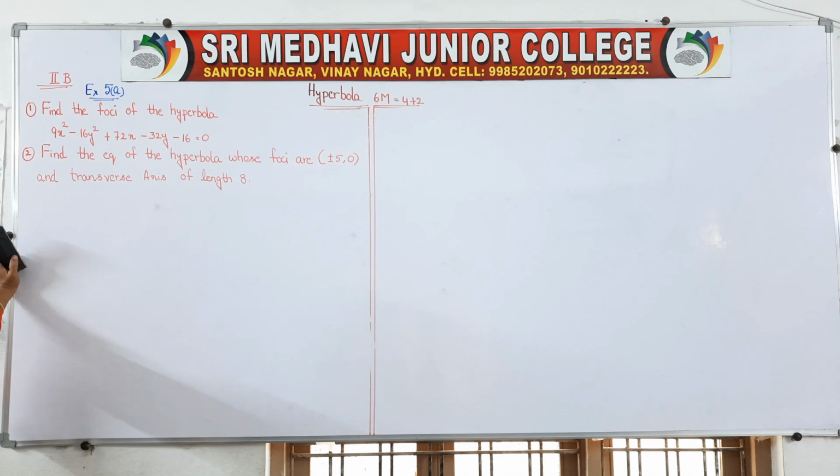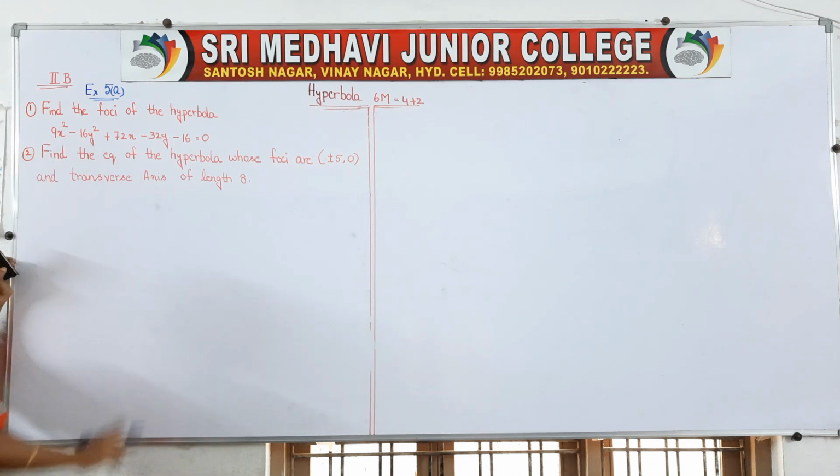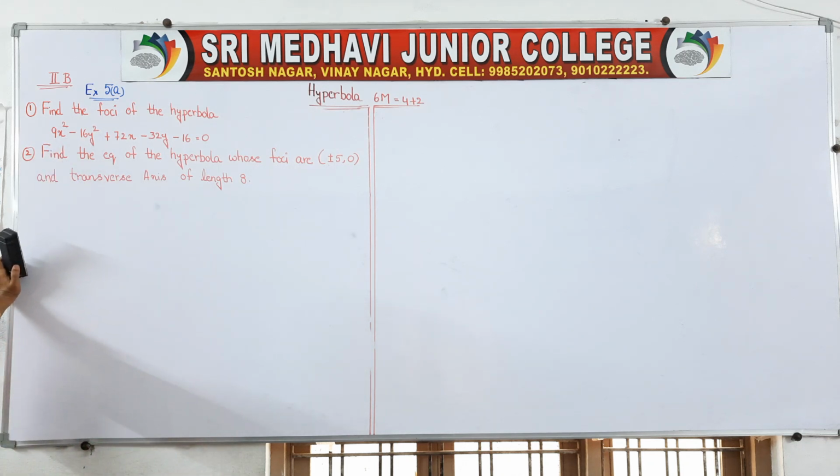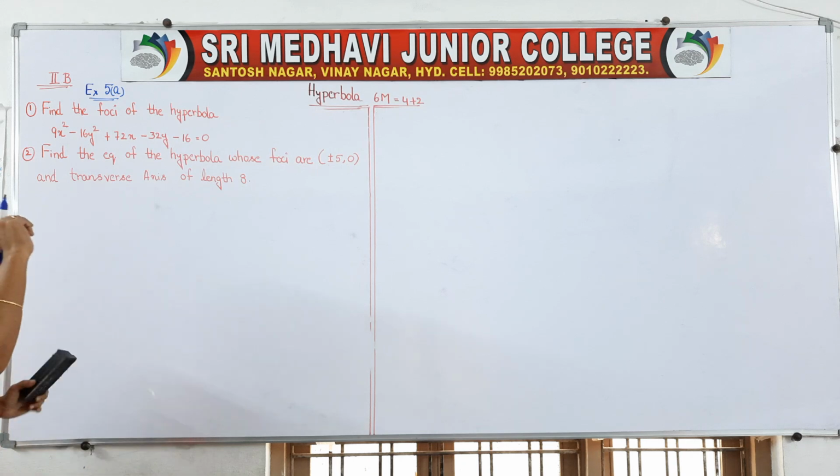Find the foci of the hyperbola, ellipse and hyperbola, parabola. These are called the conic sections, right? So now the question is on hyperbola. Find the foci of the hyperbola 9x square minus 16y square plus 72x minus 32y minus 16 is equal to 0. This is our first question, right?